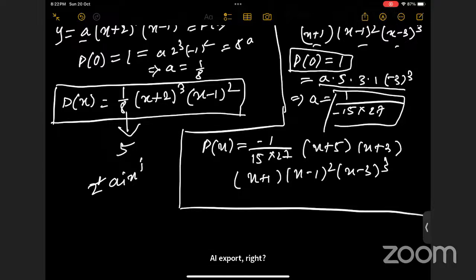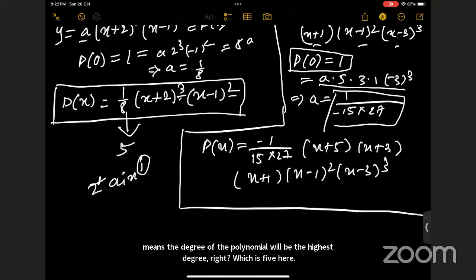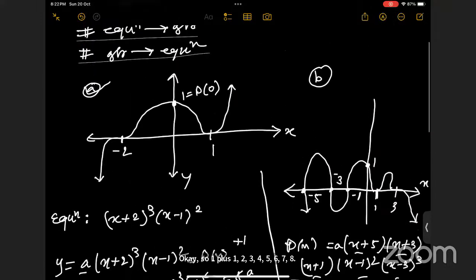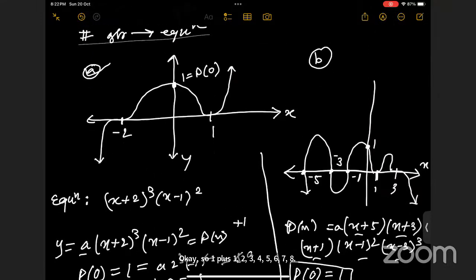If we just break these brackets, then the degree of the polynomial will be the highest degree, which is 5 here: 3 plus 2, 5. And what is the highest degree for this polynomial? 8, ma'am. Okay, so 1 plus 1, 2, 3, 4, 5, 6, 7, 8. Right.